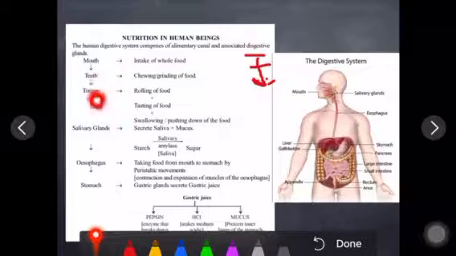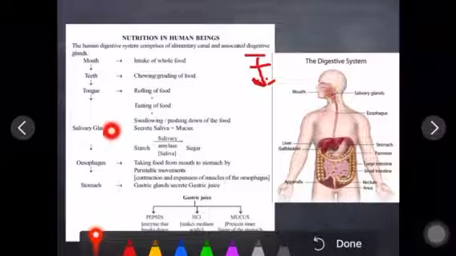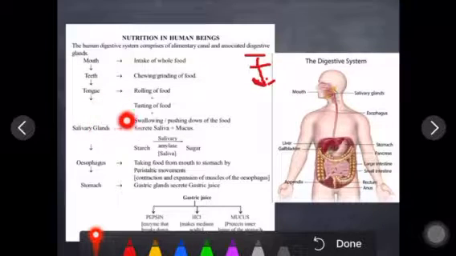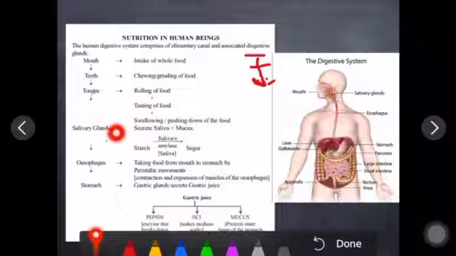In the buccal cavity we have a muscular tough structure, that is called the tongue, which is helping in rolling of food and tasting of food, because it bears taste buds. Now under the tongue we have a gland. As I have explained already, we have digestive glands as well, the glands which help in breaking down the food. So the first gland is the salivary gland, that is lying under the tongue.